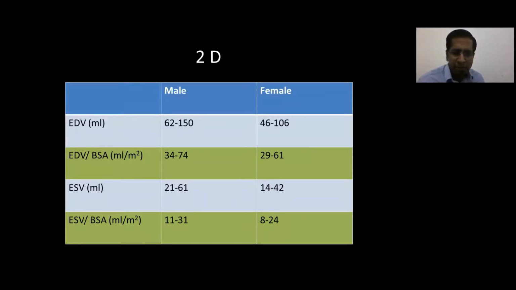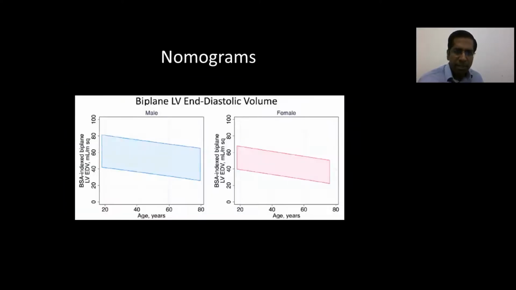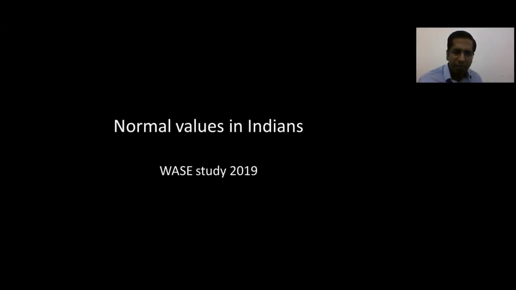Now, if you remember those numbers, I'll tell you one more bit of data that has just come in recently. The other thing is that for all measurements, such nomograms are available and they can be made use of. These are again available in the guidelines. I've just shown one such nomogram for the end diastolic volume. Now, what are normal values in Indians? As part of the ASE guidelines, you have all the numbers that I showed you.